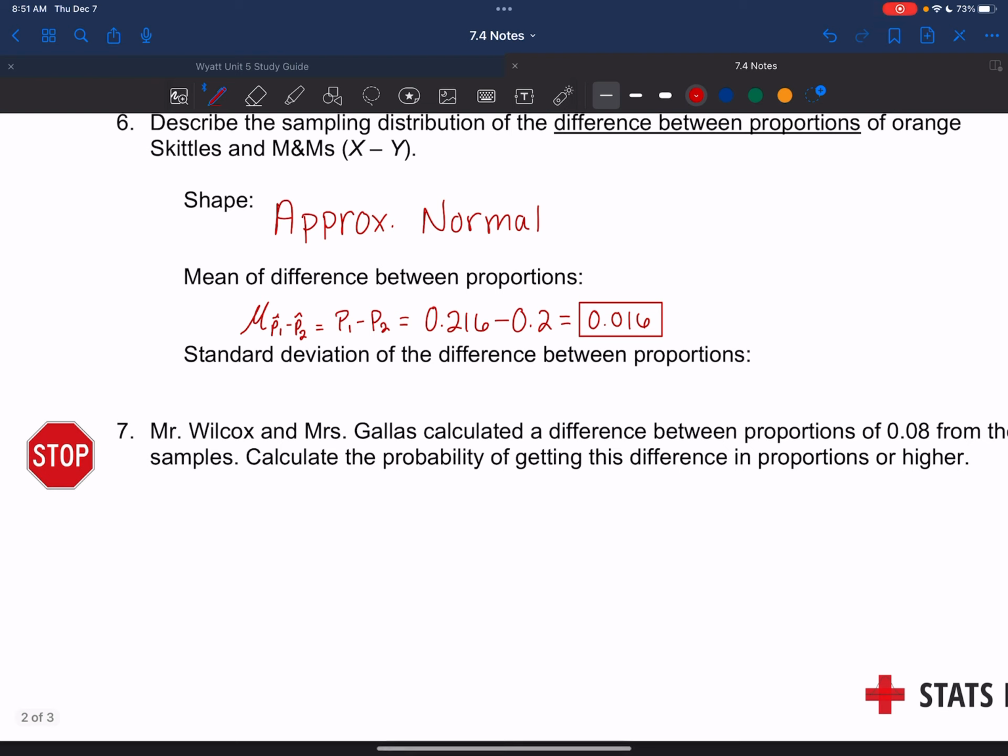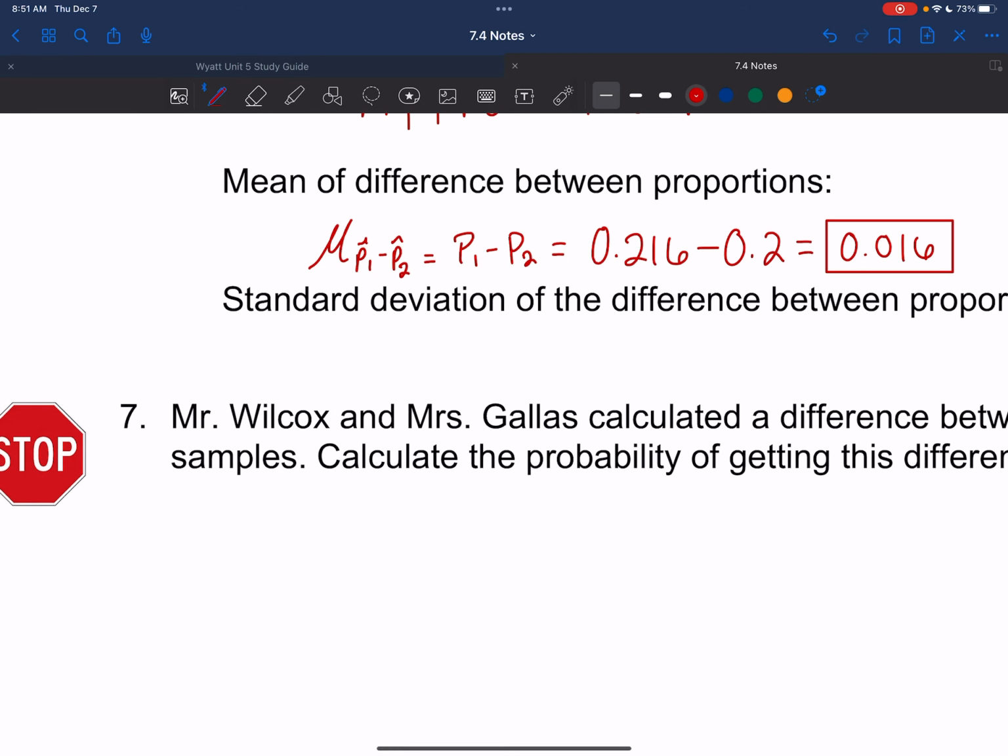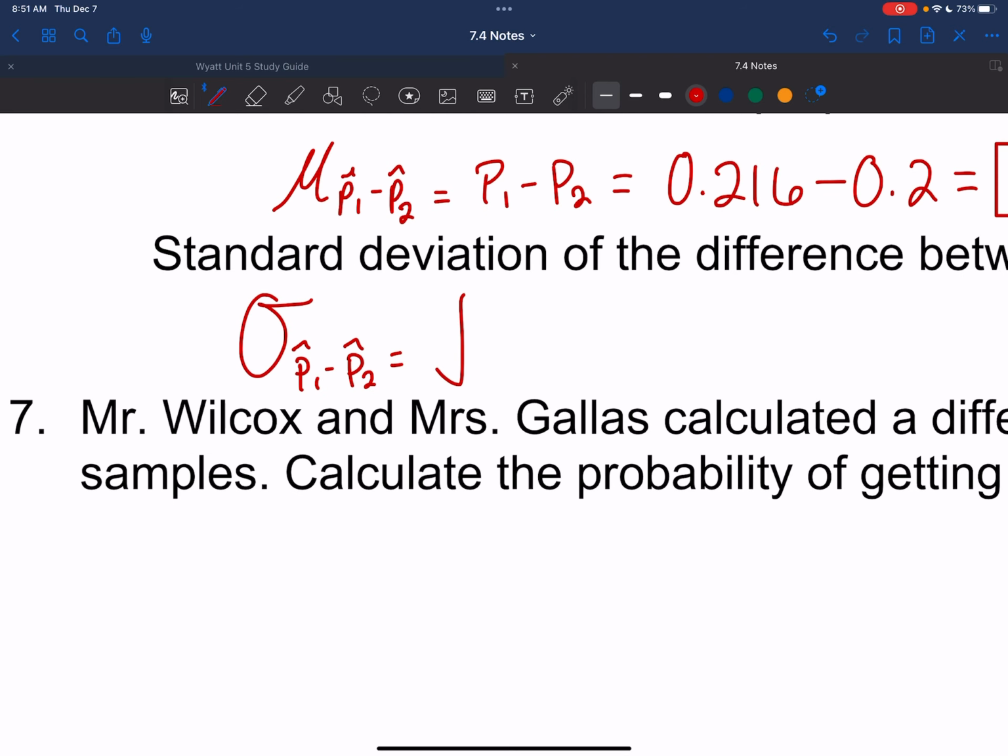And then if I'm calculating the standard deviation of the difference between proportions, since we're doing a difference, the equation is going to look a little bit different. It's sigma sub p hat 1 minus p hat 2. It's going to be the square root of, we've got our first proportion, p1 times 1 minus p1 over n1 plus p2 times 1 minus p2 divided by n2. And all of that is within the square root.